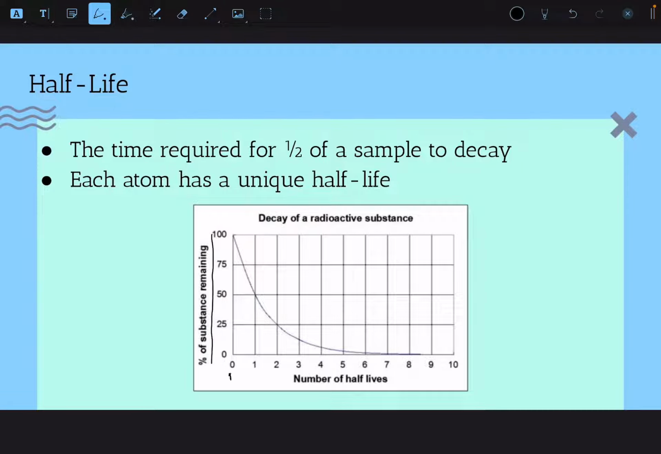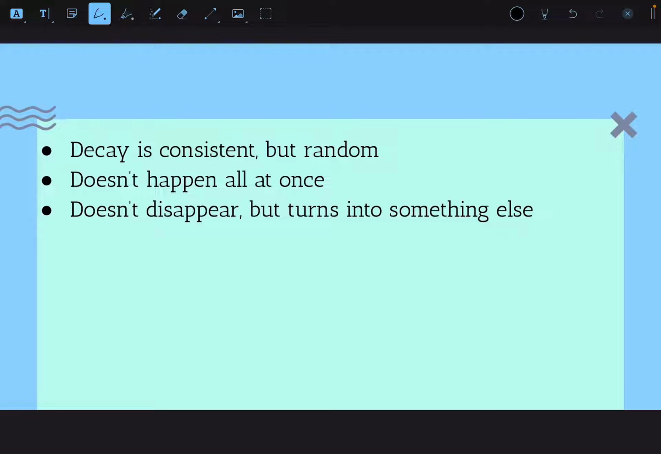At time 0, we have 100%, and then at time 1, or the number of half-lives that has gone by is 1, we have 50, then 25, then 12.5, then 6.25, and on and on and on. So the decay in half-life is consistent, but it's random, meaning that we can't say that just the edge of a piece of carbon would decay. It would happen throughout the entire system. It does not happen all at once.